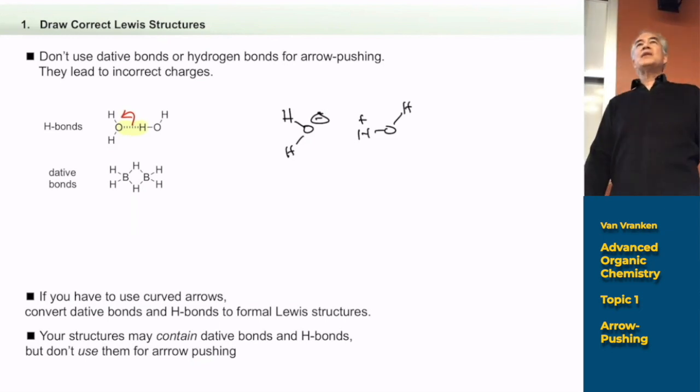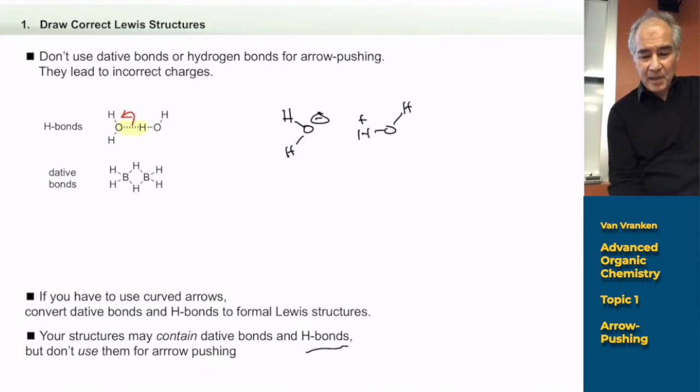Don't use curved arrows for dashed bonds, right? You can have H bonds in your structure, just don't use those bonds for arrow pushing. And most of the time, we're just going to leave those out. There's another kind of bond that you're going to see, especially in organometallic and inorganic chemistry, and that's dative bonds.